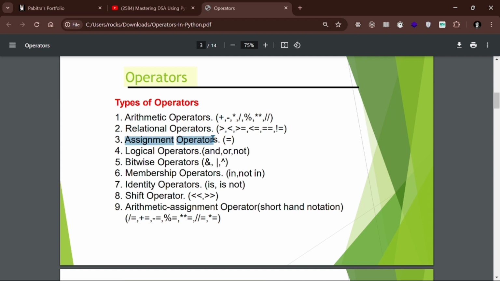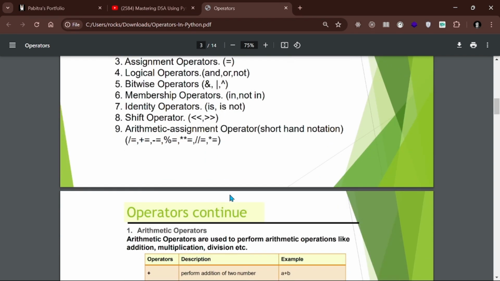Today we are diving deep into the fascinating world of Python operators, focusing on four key types of operators, which are arithmetic operators, relational operators, assignment operators, and logical operators. Today we are going to discuss these four, and in the next video we will discuss the rest of these operators as well. So hurry up because we are about to embark on an exciting journey into the heart of Python's computational powers.